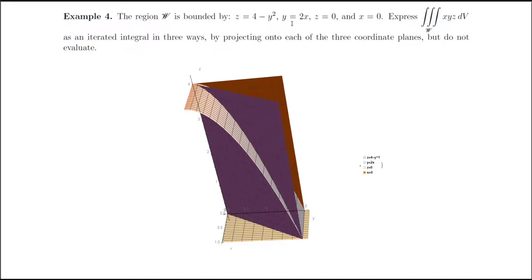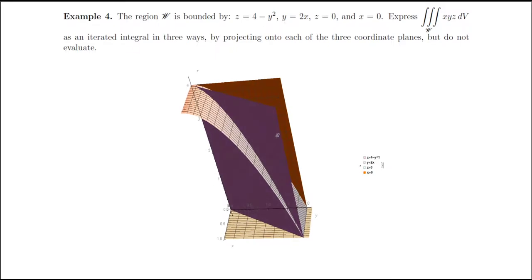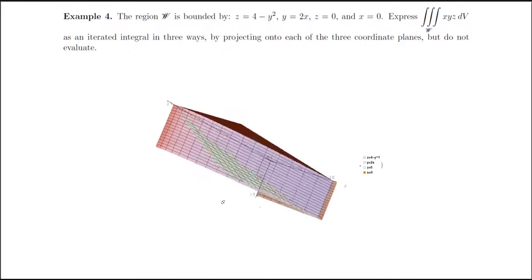The last three equations, y equals 2x, z equals 0, and x equals 0, are all equations of planes. And this first one, z equals 4 minus y squared, is technically called a parabolic cylinder. Basically, take your parabola, z equals 4 minus y squared. It's a parabola that opens down in the yz plane. But since there's no x in this equation, imagine stretching that parabola in the x direction infinitely far forever. In which case, we have exactly this shape.